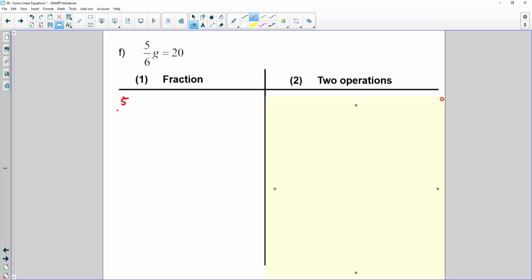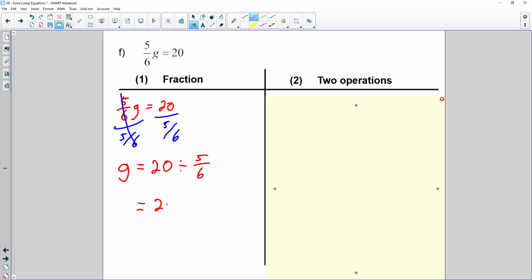So I'm going to have 5 over 6 g is equal to 20, and I'm going to divide both sides by that fraction, 5 over 6. So on the left, those are going to cancel. As always, anything divided by itself is 1, so I'm left with just g. And then over here, I'm going to rewrite this 20 divided by the fraction 5 over 6. Now, what were the rules we learned in previous years about dividing fractions? Well, what we need to do is multiply by the reciprocal. And the reciprocal is when we flip the fraction upside down.